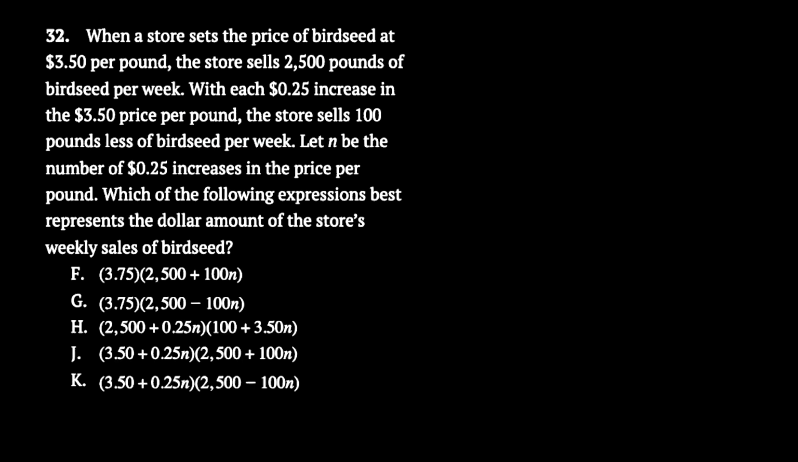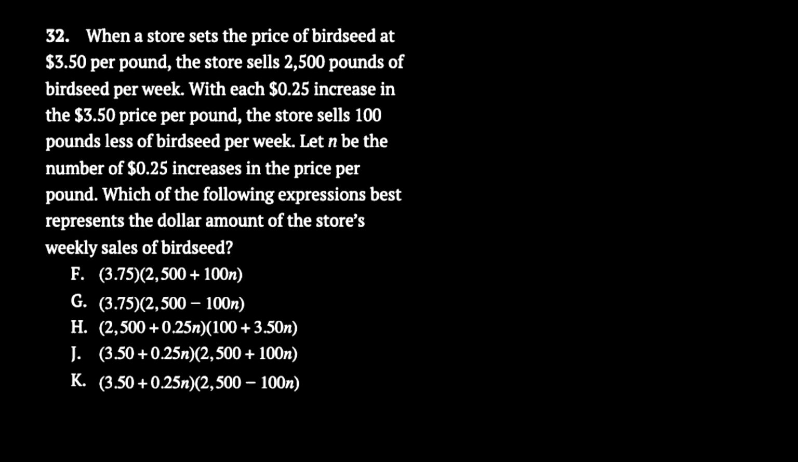Number 32 technically has to do with quadratics, but in practice it involves a little bit more reasoning and problem solving than anything about quadratics. So it says, when a store sets the price of birdseed at $3.50 per pound, the store sells 2,500 pounds of birdseed per week. With each 25-cent increase in the $3.50 price per pound, the store sells 100 pounds less of birdseed per week. Let n be the number of 25-cent increases in the price per pound. Which of the following expressions represents the dollar amount of the store's weekly sales of birdseed?